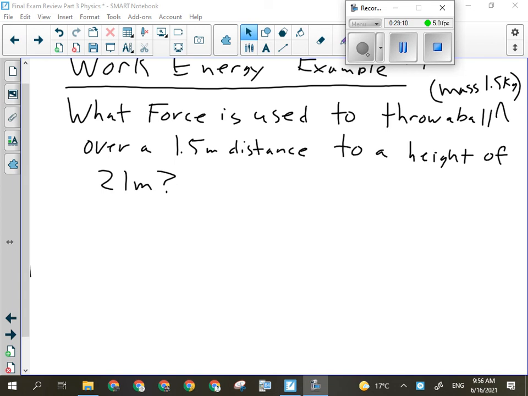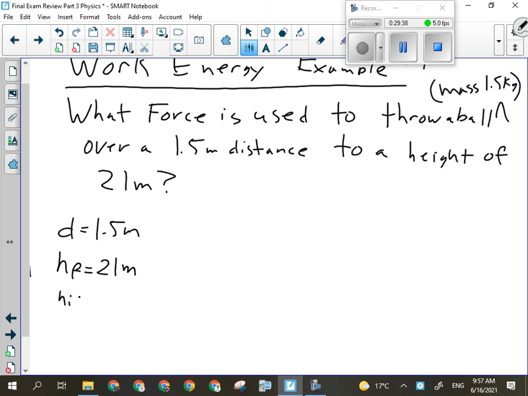Okay, so guys, just had a request here for a quick work energy theorem example. This question is asking what force is used. So right away, that's work energy theorem. We know it's not the conservation of energy because it's asking us to calculate force, to throw a ball over a 1.5 meter distance, to a height of 21 meters. Where do I have to assume it was thrown from? A height of 0, right, ground level.